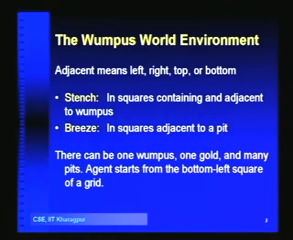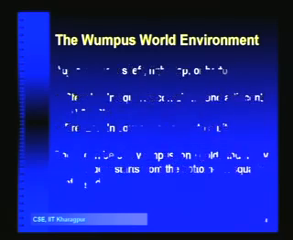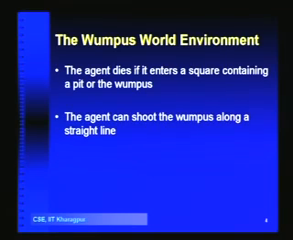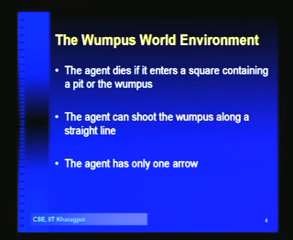So, this is just what I told you, that adjacent means left, right, top or bottom, and then we have discussed what is a stench, what is a breeze. There can be one Wumpus, one gold and many pits. The agent starts from the bottom left square of the grid. Again, I have already mentioned all this. The agent dies if it enters a square containing a pit or the Wumpus. The agent can shoot the Wumpus along a straight line, but it has only one arrow.